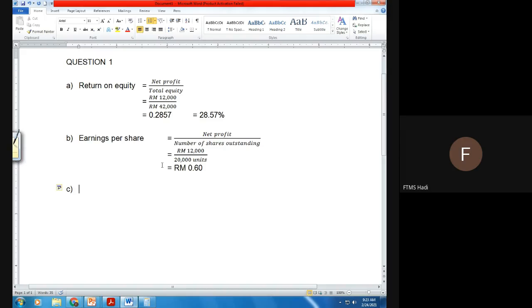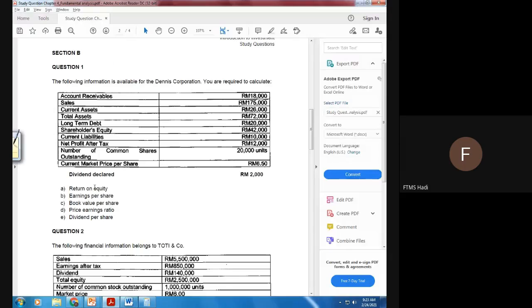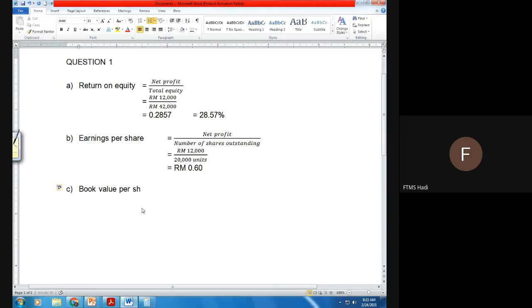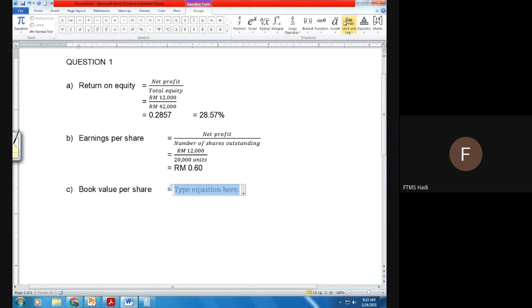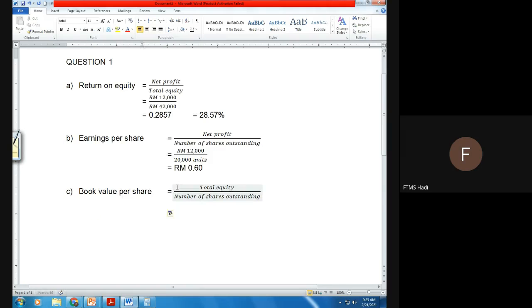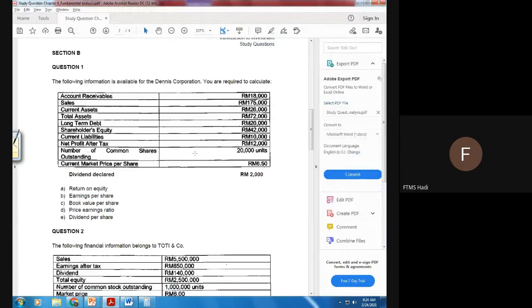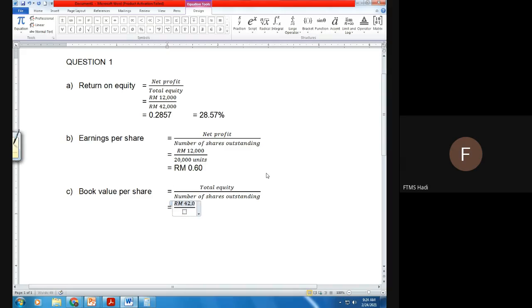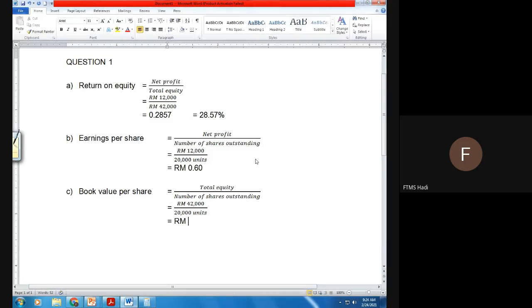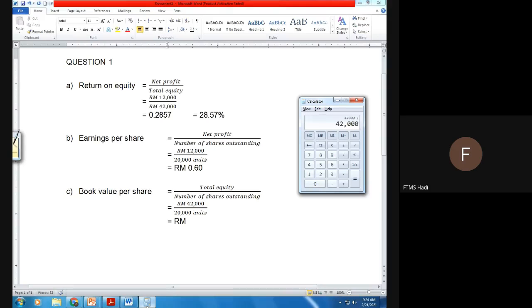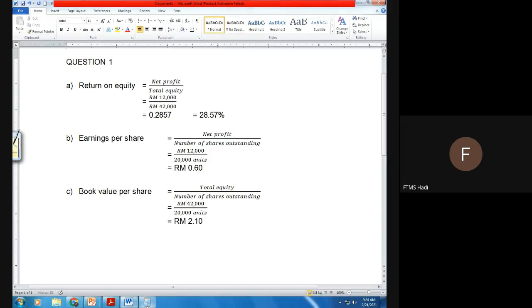Okay, the next one will be question C. Question C asks you to calculate book value per share. If you look back at the formula, it is total equity divided by number of shares outstanding. Total equity, or shareholders' equity, is 42,000. Number of shares outstanding is 20,000. So you will get the answer in RM, book value per share, RM2.10.